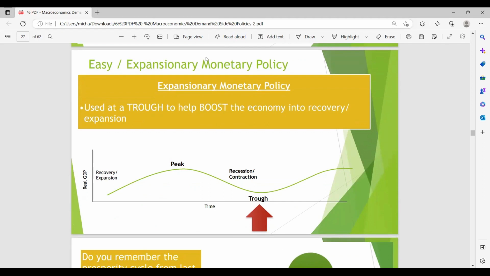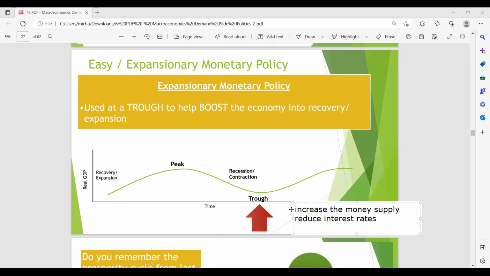So here they would increase the money supply and reduce interest rates, and also reduce the reserve requirement. That's what they can do to solve this situation, to get the economy back into growth. That's what they do for the most part to get the economy back into growth. So I'll send everyone this.